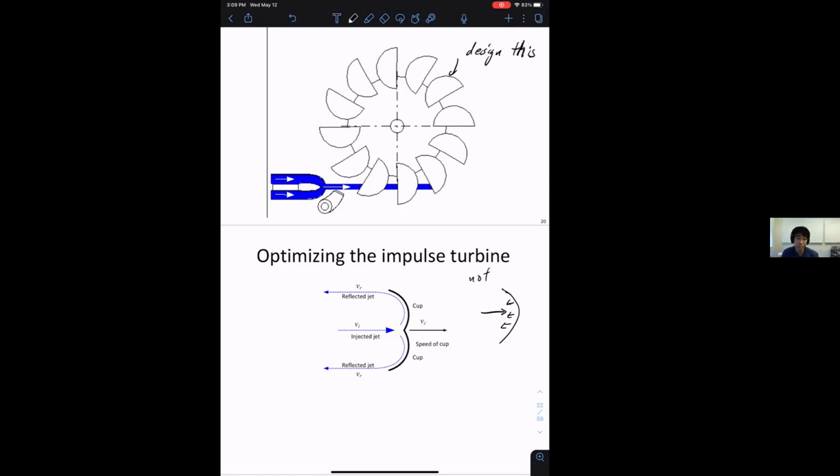So the idea with the double cup design is that if you have an incoming jet of water, the water that bounces back goes along the cup and goes out the side. So the water doesn't cancel each other out. And this gives you a much better efficiency compared to what you would naively expect from this kind of shape.